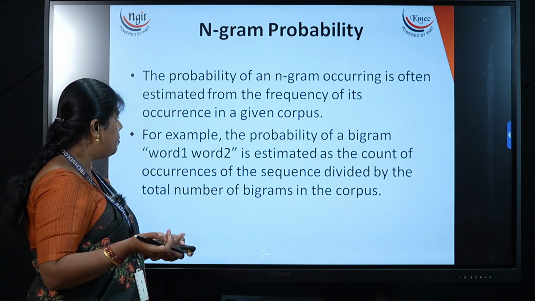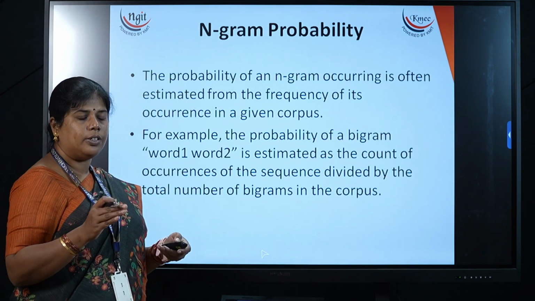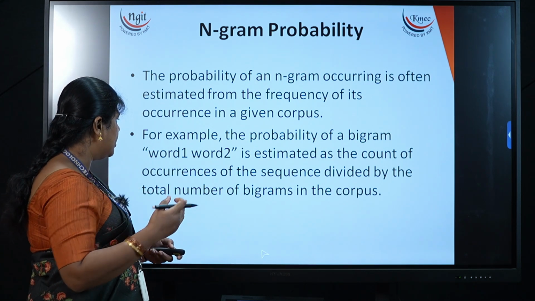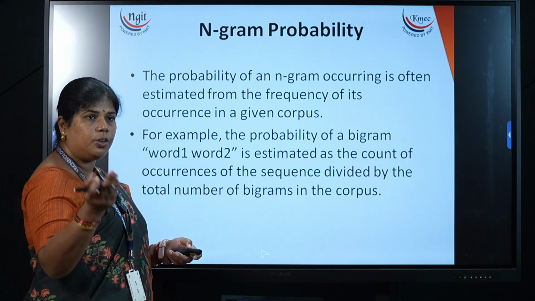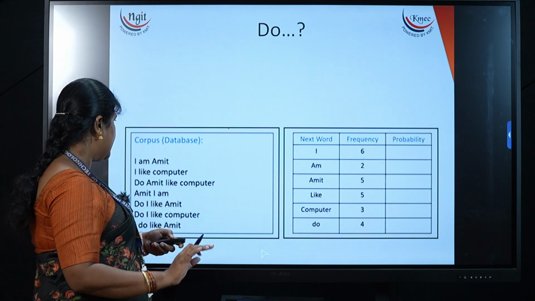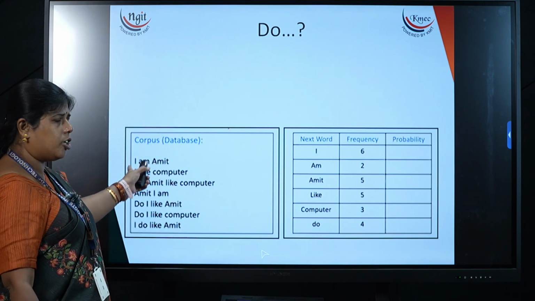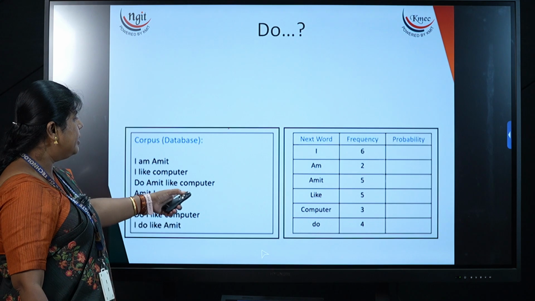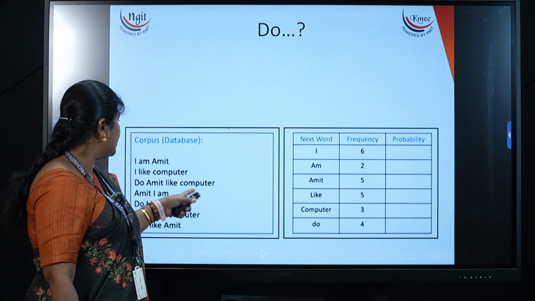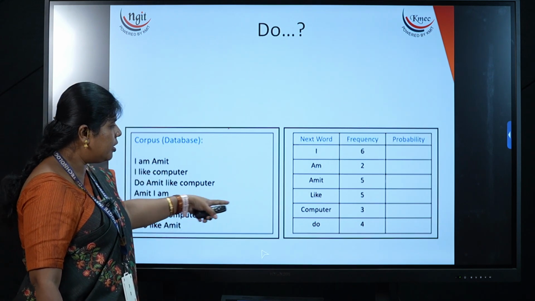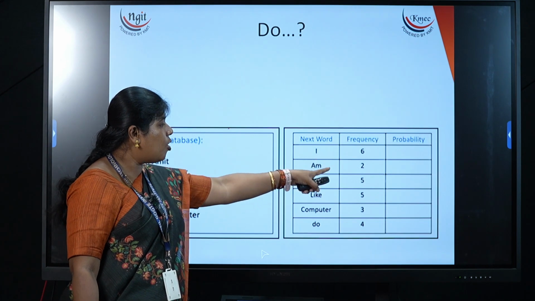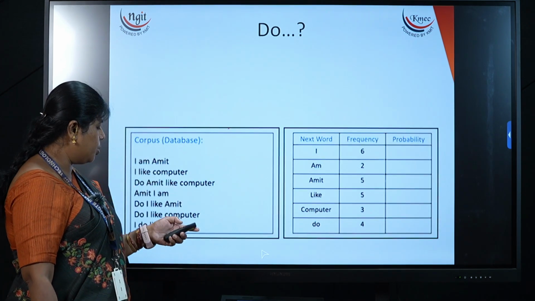Now, n-gram probability. How are you going to find the probability of an n-gram? It means how you are going to decide that word 1 will be followed by word 2 and what the probability is. Here we will see it more clearly with one example. This is my corpus. From this corpus, I should generate one table. What are the different types of words available here? These are the 6 different types of words. Then what is the frequency of each word that I am storing here?